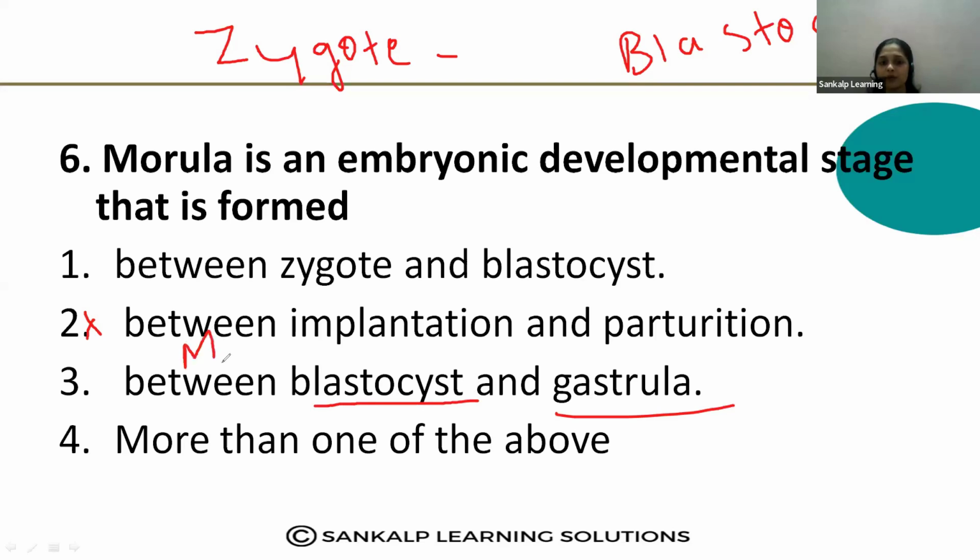Morula is formed before the blastocyst. Morula ಏನಾಗಿದೆ blastocyst ಗಿಂತ ಮೊದಲೇ form ಆಗತ್ತೆ. So you can say that the first option is correct and more than one of the above, that is not the correct one. So which is the correct answer for the sixth question? That is the first one. Between the zygote and blastocyst. Yes.